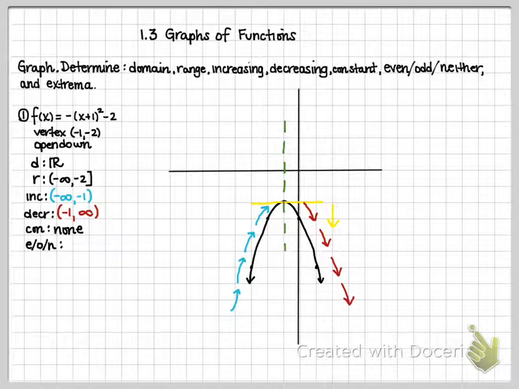If this parabola is going to be even, then that line of symmetry sits on top of the y-axis, which it does not. So this is not even.